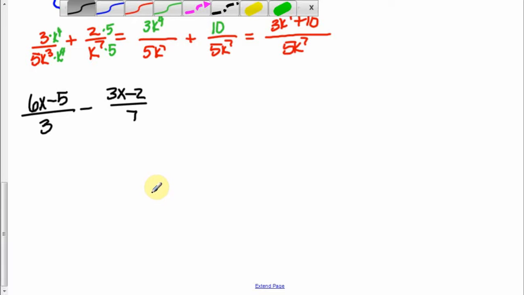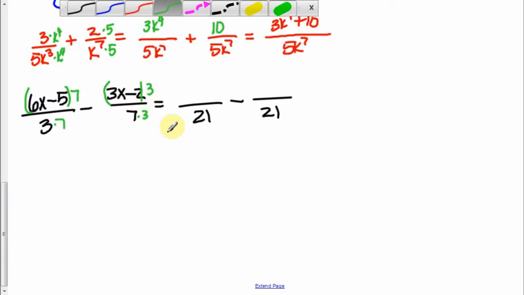Common denominator would be what? 21. Okay, so what did you multiply 3 by to get to 21? 7. So you have to multiply this times 7. You're going to have to distribute it, so you'll have to be careful with that. And then you multiply the 7 times the 3, so you're going to multiply this times 3. That's parentheses right there. Okay, so you're going to be left with 42x minus 35, and then 9x minus 6.